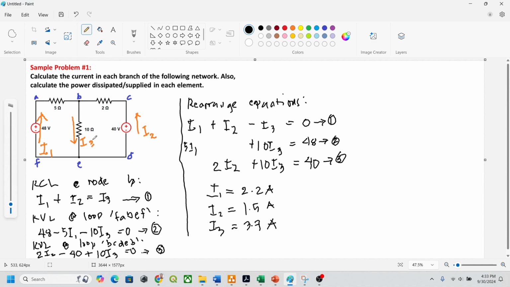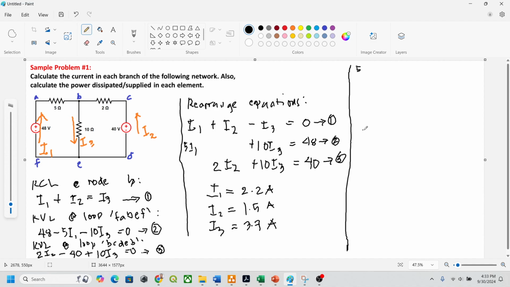Okay, so all right. After we have completed this part of the problem, we will calculate the power dissipated by the three resistors and the power supplied by the two voltage sources. Okay? Alright. So we'll start with the 5 ohm resistor.